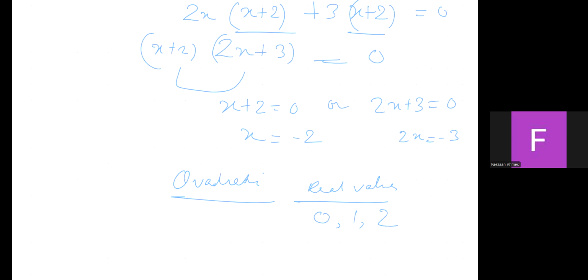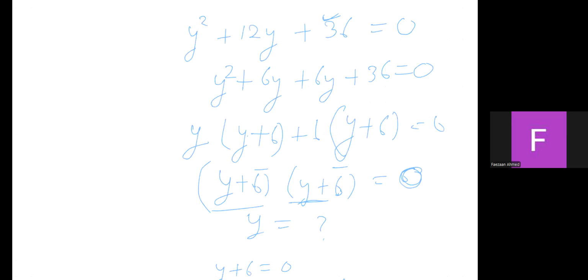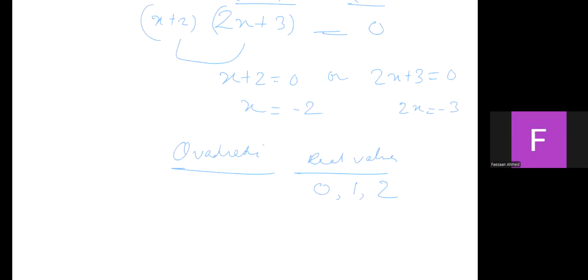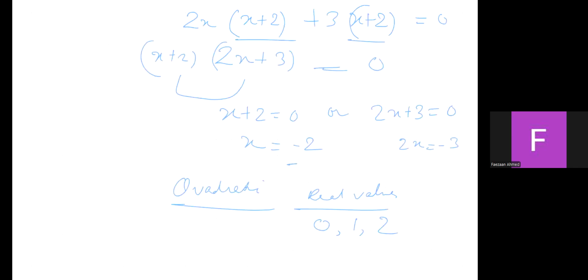If you look at the example which we did before, I only got one value, y is equal to minus 6. That is the only value I got. But if you look at this example, I'm able to get x equals minus 2 and x equals minus 3 by 2. I'm getting two values. So this is what you need to know about the nature of quadratic equations.